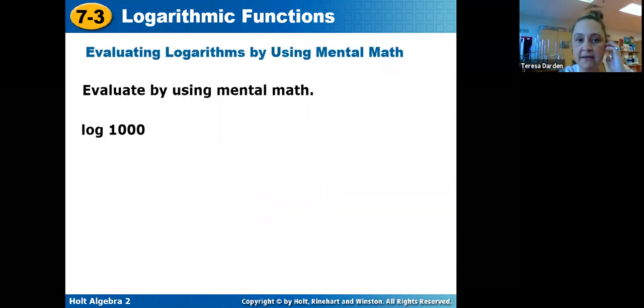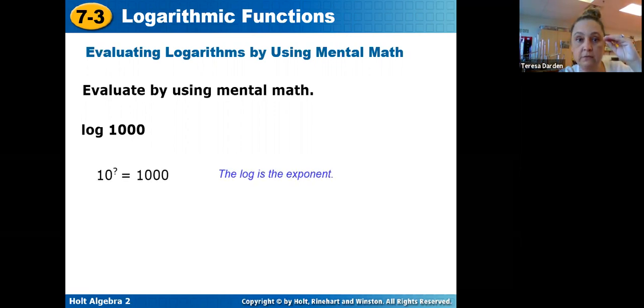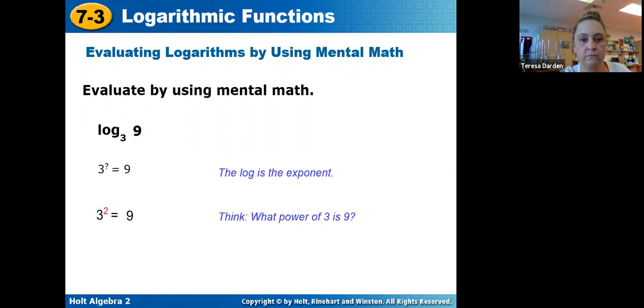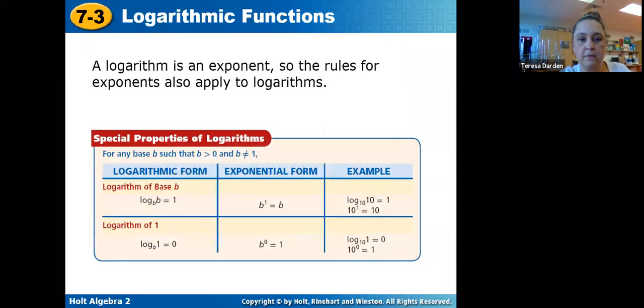Log of 1,000. What's the base of that? There's nothing written there, so it's an understood 10. So 10 raised to what power is 1,000? 3. Can you do this one?